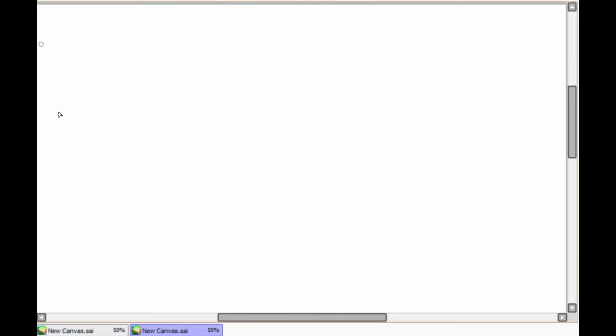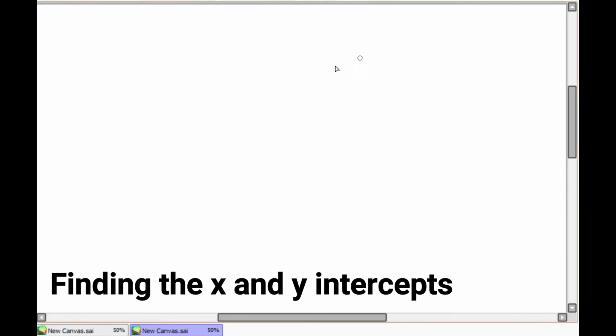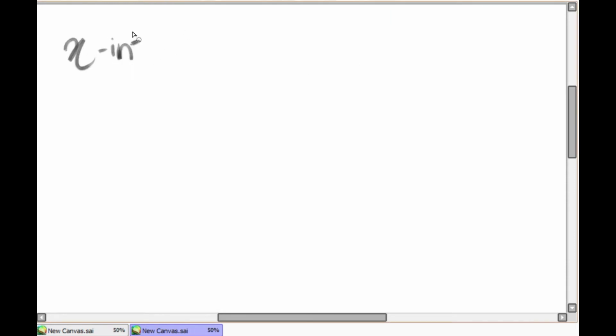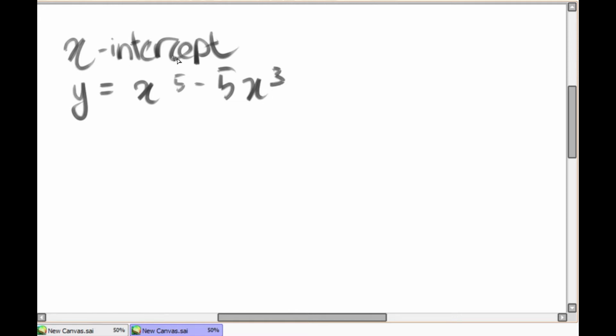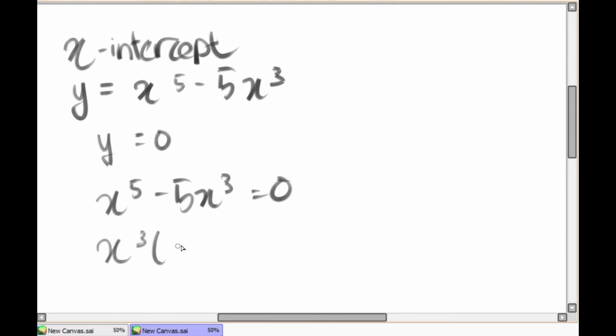Okay, so first for the x-intercept. Let's fix it at y equals x to the 5 minus 5x cubed. This part is relatively simple. At the x-intercept, we'll just fix y as 0. So x to the 5 minus 5x cubed equals 0. Then we'll just solve it from here.